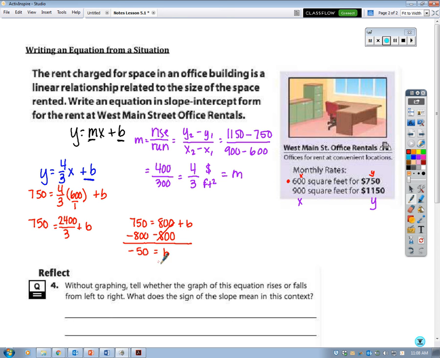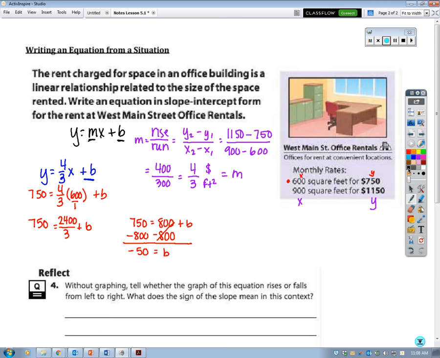Okay, so I've got b, I've got m. I can make an equation. Why is this negative? What does that represent? Anybody have an idea? Think about it. If it's negative and that's your initial value, that represents a discount of $50. So that means that they get a discount of $50 off their rent. This is the cost per square foot, so no matter what it costs, they're always going to get $50 off their rent for whatever reason, who knows why.